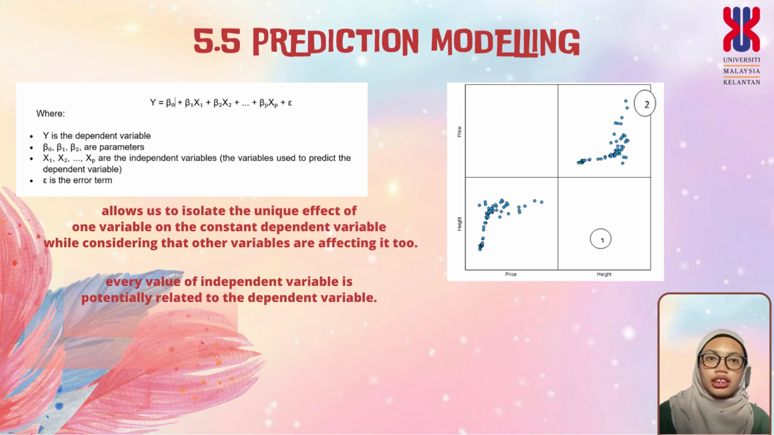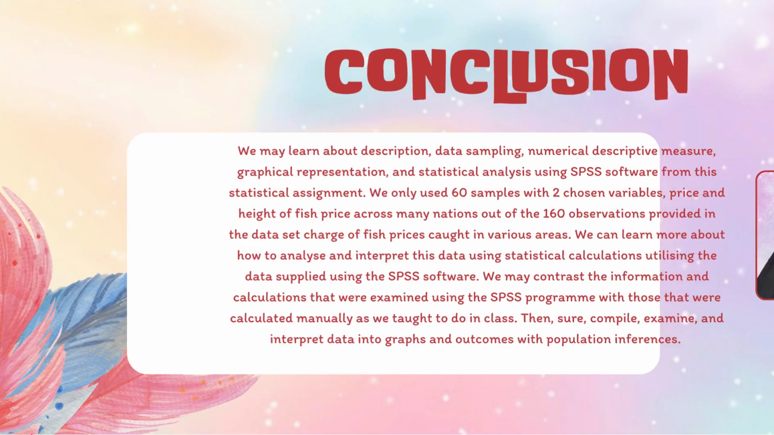Next, for the correlation, the R value between the price group and the height group is 0.613. Thus, it implies a strong positive correlation between the two variables. The value of R shows that there is a moderate positive correlation between price and height.